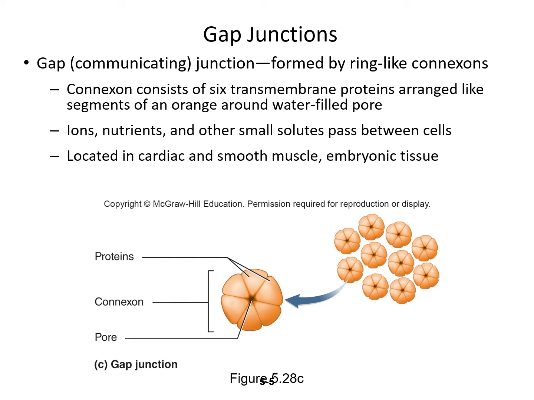So like I said, this is important for cardiac and smooth muscle cell-to-cell communication. Also embryonic tissue before the cardiovascular system has fully formed. It's a way to distribute nutrients throughout embryonic tissue.